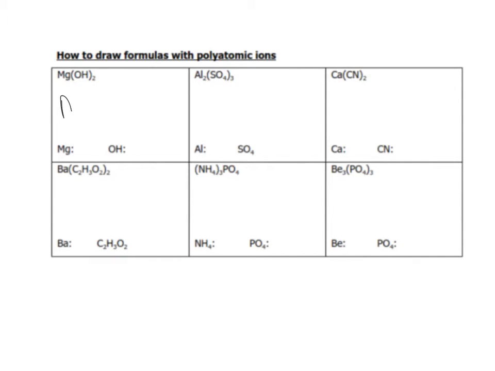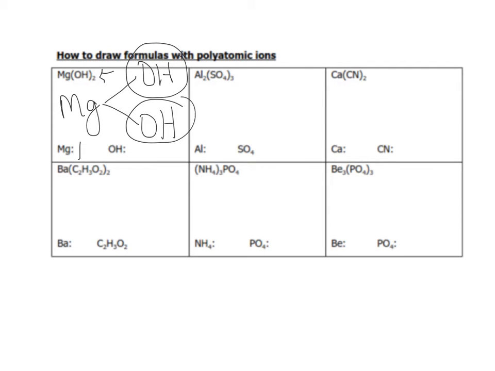So for this one, we got Mg. Whenever you see parentheses, that means make branches. So I have a 2 outside of my parentheses, I'm going to make 2 branches. On the end of each branch, I'm going to write the group that's inside the parentheses. And when I do my inventory in this formula, I have 1 Mg. I'm going to think of OH as a group, and I have 2 groups of OH.